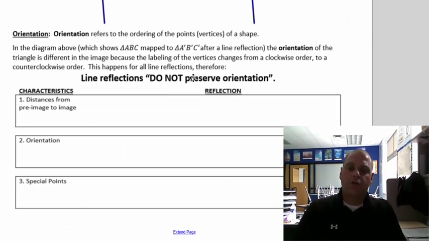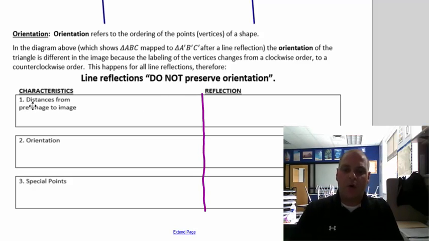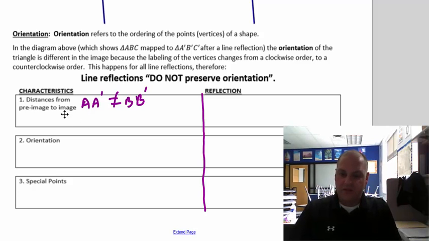Okay, so we're going to go through characteristics and then we're going to just label what they are. So we just talked about what a reflection does. Distance from pre-image to image. We already said A prime does not necessarily equal B prime. Okay, so I'm just going to put C above.